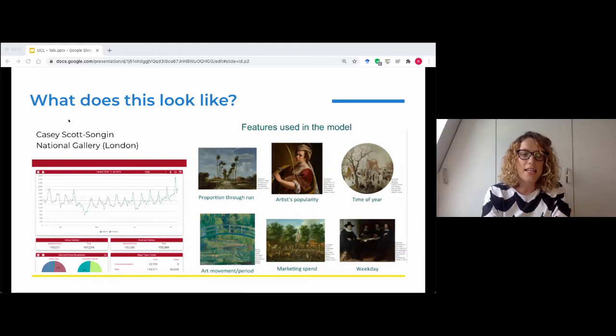The National Gallery has engaged in predictive analytics as a means of being able to predict and identify how many visitors they will have through their door on any given day. They use a range of varying data points from that, which includes the popularity of an artist, the time of the year, the marketing spend, and also how far through the run of the exhibition they are at the time of the prediction. And what's interesting about this model is that actually any member of the museum has access to this dashboard. So very much using these AI technologies or predictive analytics to empower all staff within their building to understand their visitor flow better.